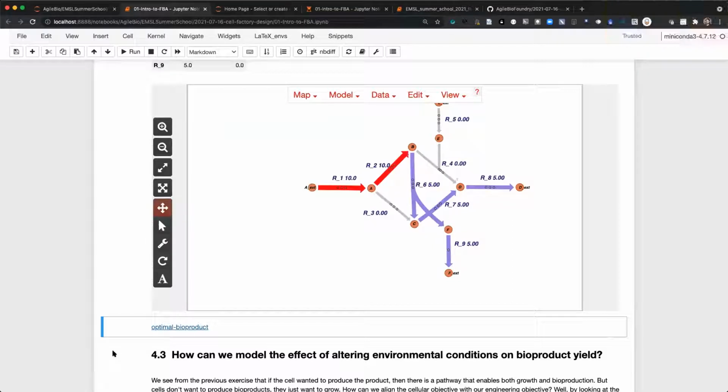I'd like to add that the objective that we predict here becomes growth rate that we can compare to experimental growth rate. That's right.